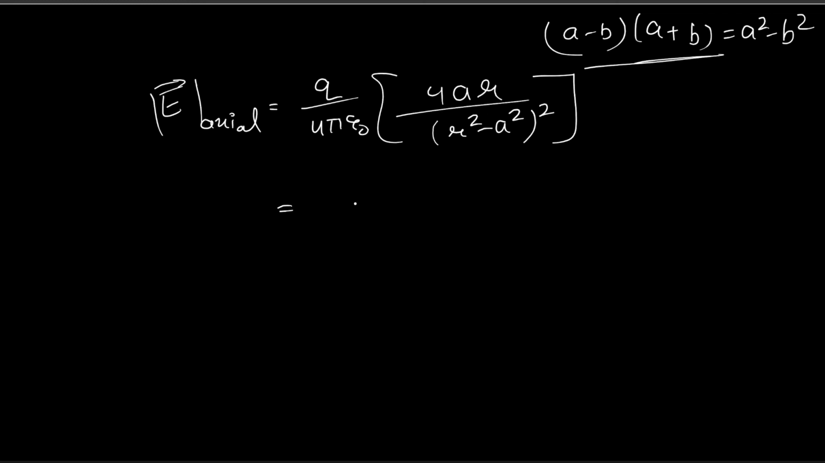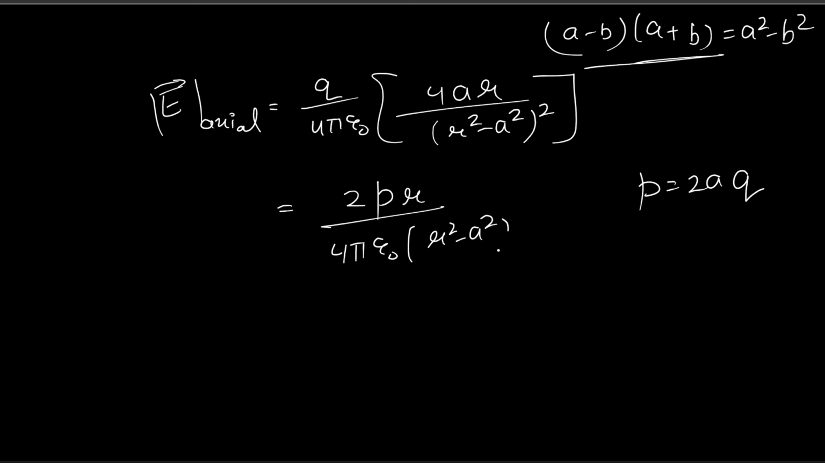Then you can write 2 into p r, where p is nothing but, as we have discussed, 2aq. I have just put in the p, then 1 by 4 pi epsilon naught, over (r square minus a square) the whole square. This is the answer you are getting, and in the x direction, I have taken the axial direction, E axial we are getting.